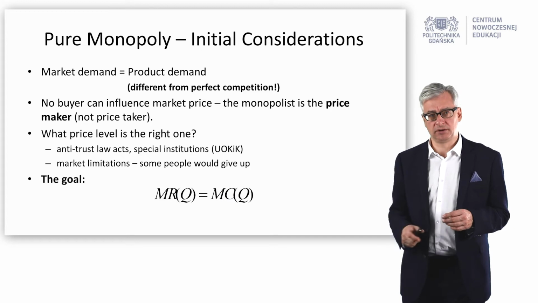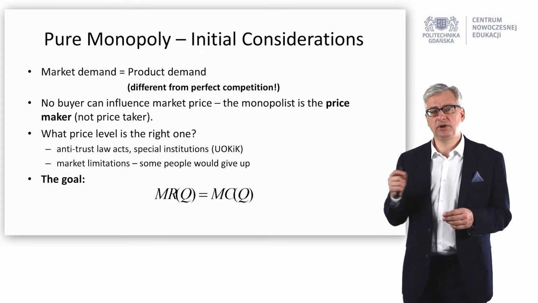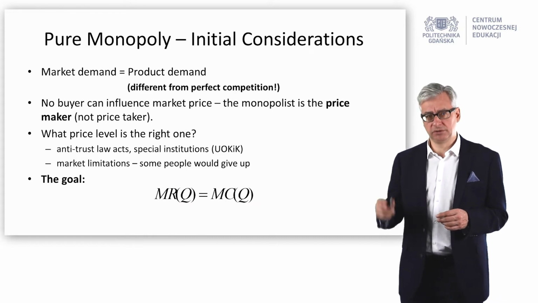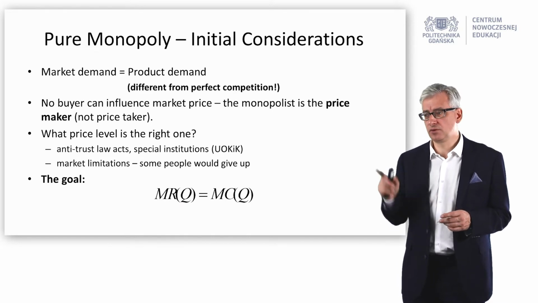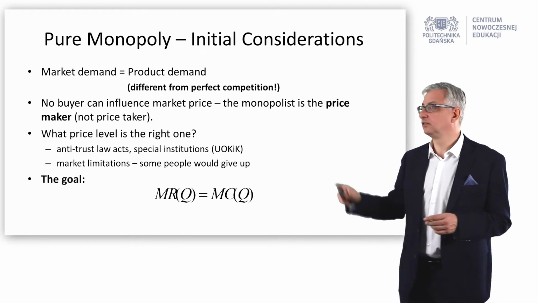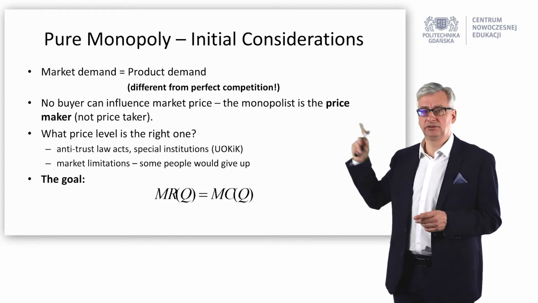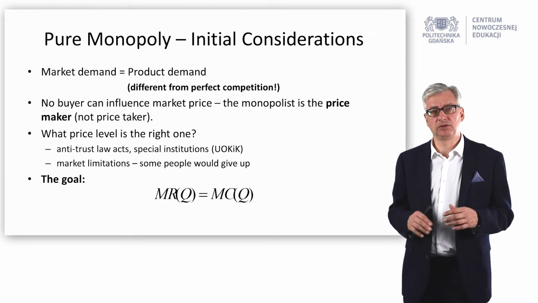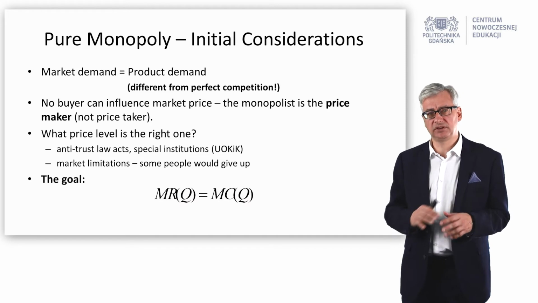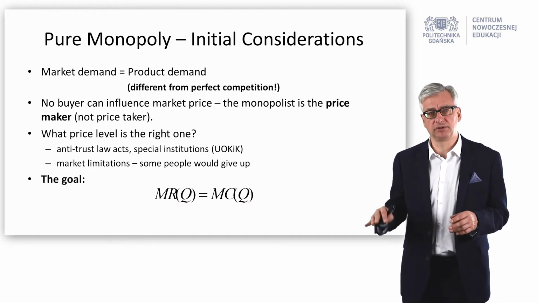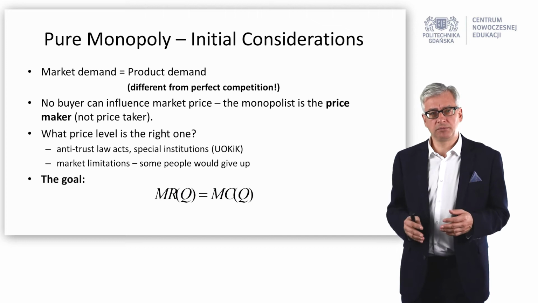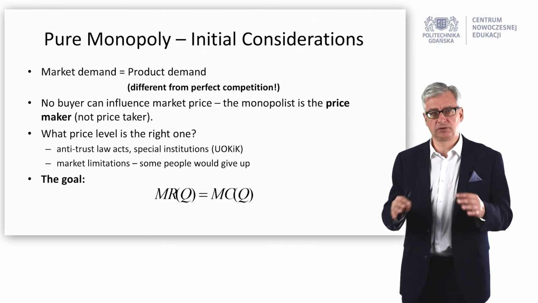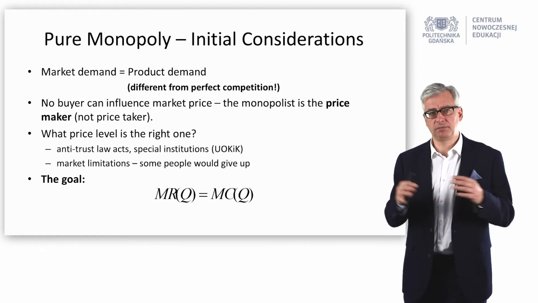One single buyer has no influence whatsoever on business decisions of the monopolist. Therefore, we would say the monopolist is the price maker and not the price taker. In perfect competition market, we said one single business has no control over the price. In monopolistic market, the monopolist has the full control over the price, decides upon the price.